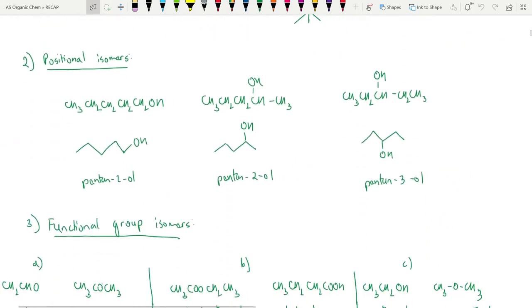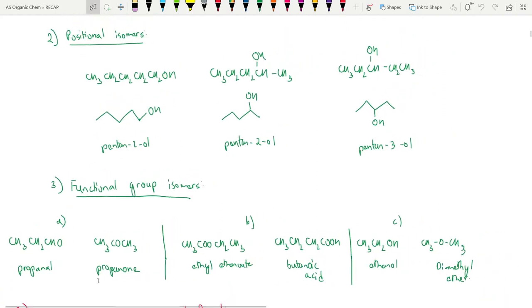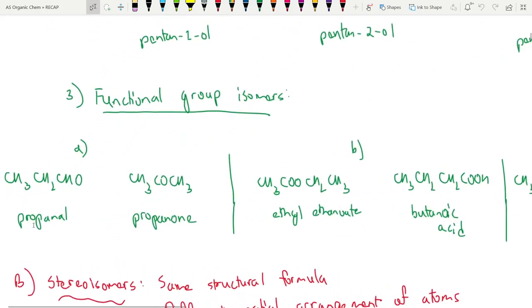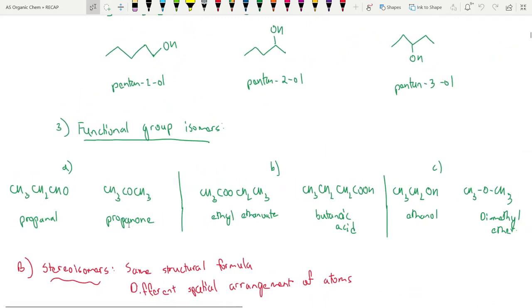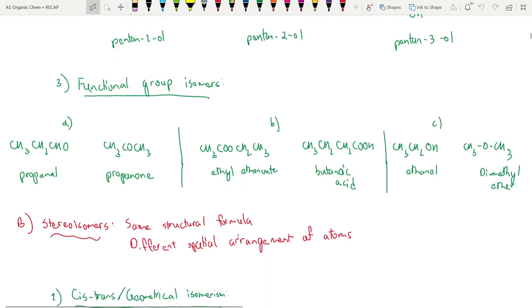For the last one we have functional group isomerism. Here the functional group completely changes. They exist as pairs. For example, aldehydes are the functional group isomers of ketones. Esters are the functional group isomers of carboxylic acids, and alcohols are functional group isomers of ethers. Ethers are not in our syllabus, by the way. So, for example, propanal is the functional group isomer of propanone. Ethyl ethanoate is the functional group isomer of butanoic acid, the 4-carbon carboxylic acid, and ethanol is the functional group isomer of DME, dimethyl ether.